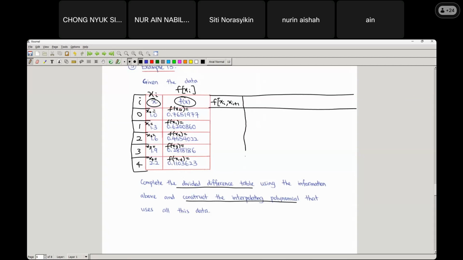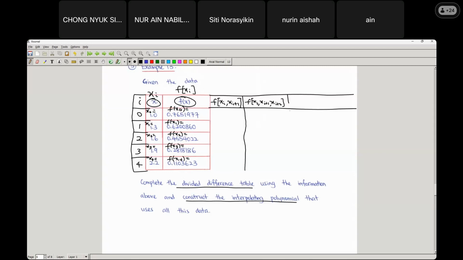Now, I would like to ask you: we have 5 data points. What is the highest number that we are going to get for the divided difference? We have f(xi, xi plus 1), next we have f(xi, xi plus 1, xi plus 2). I want to know what is the last divided difference that we are going to generate. We have 4, so 5 data points will give you the largest, which is the 4th divided difference.